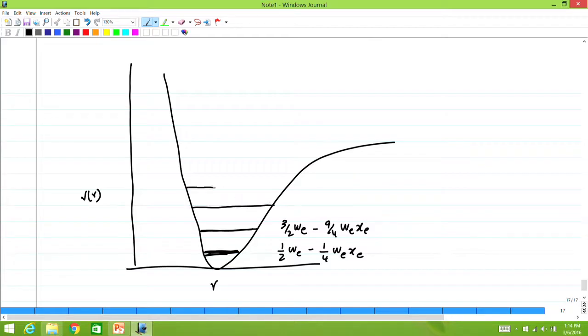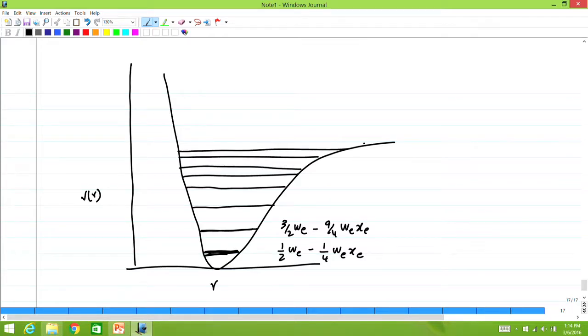the levels are closing in. That is the purpose of doing this exercise. The levels are closing in. That is, successive energy differences are smaller, because this omega E x E term is negative relative to the omega E term. Take any nearby energy levels, say V is equal to 0 and V is equal to 1. The transition between the two, 0 to 1, is omega E minus 2 omega E x E.